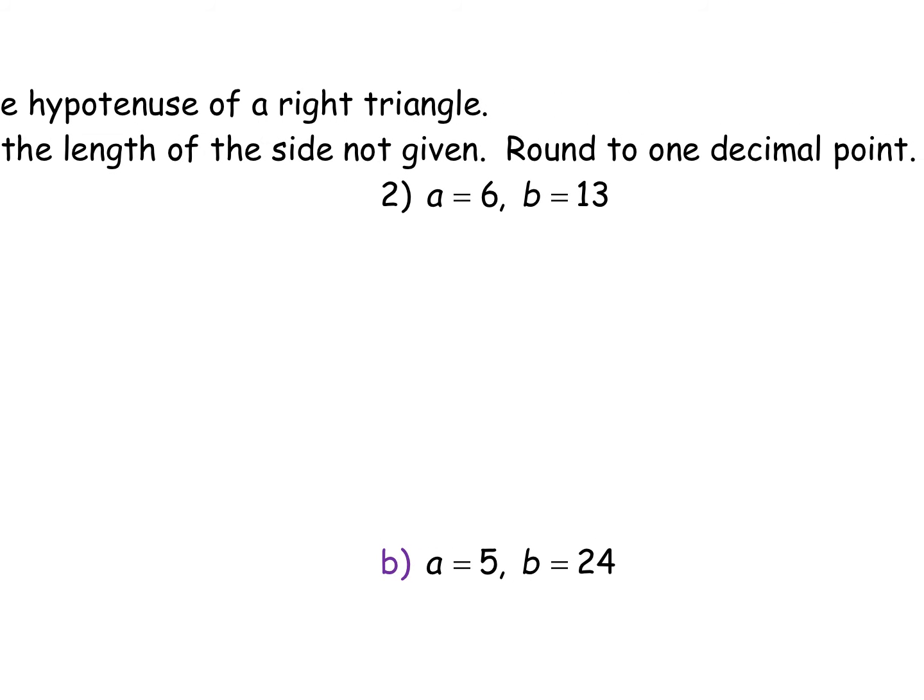Okay, shall we try number 2? We're going to do this exact same thing. So I'm going to do 6 squared plus 13 squared equals c squared. So 6 squared is? 36. 36, yes. And 13 squared is? It's 169. It is. 13 squared is 169. Plus 36. 205.